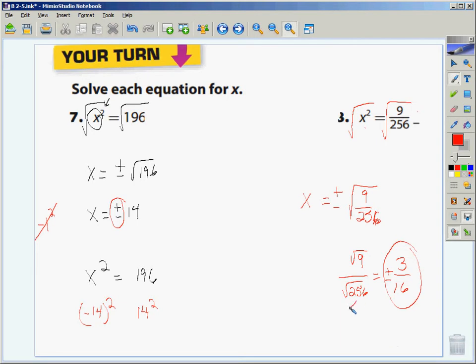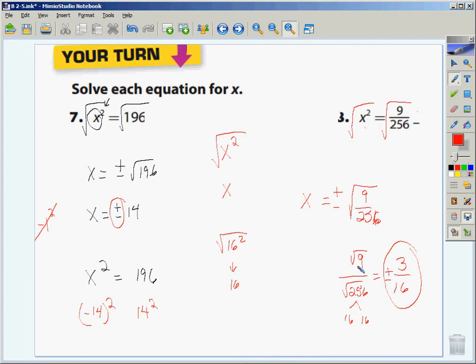If I split this, it would be 16 times 16. In other words, this is really 16 squared on the inside. And since the square root of x squared gives me x, then the square root of 16 squared should give me 16.